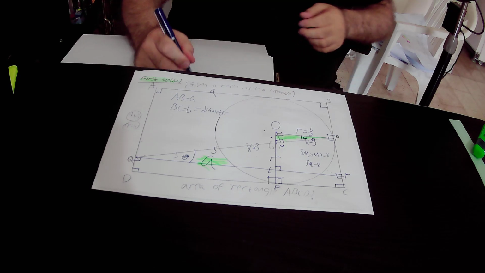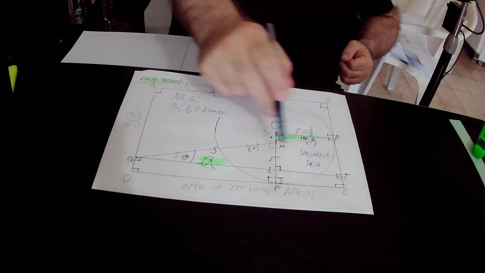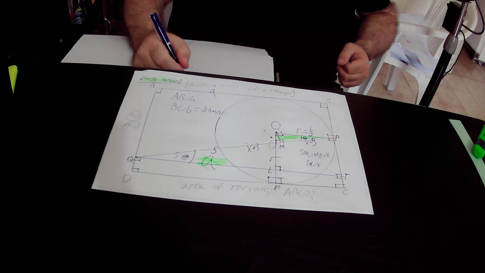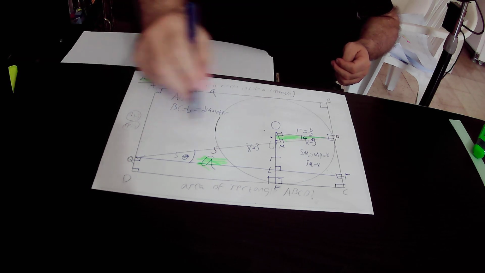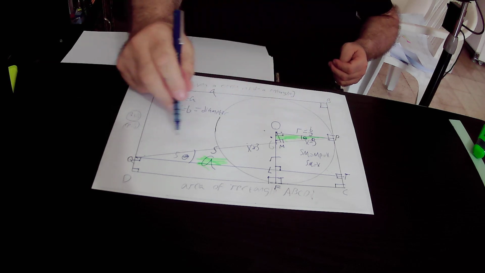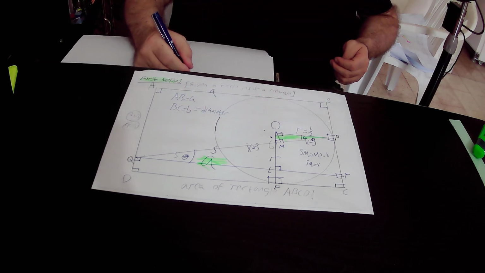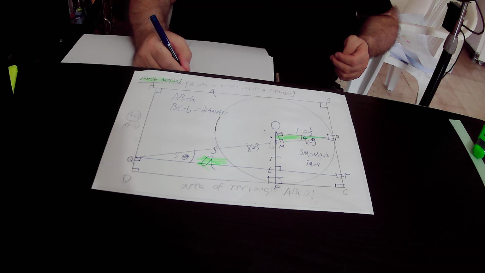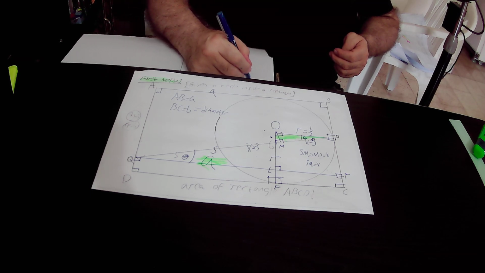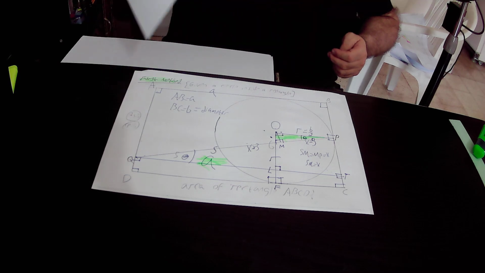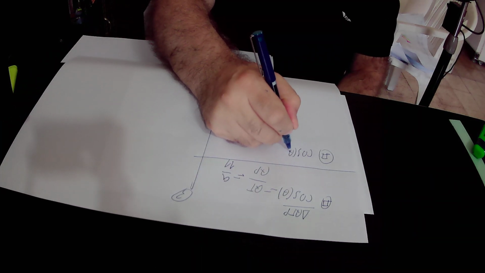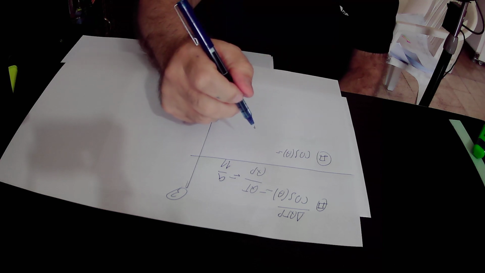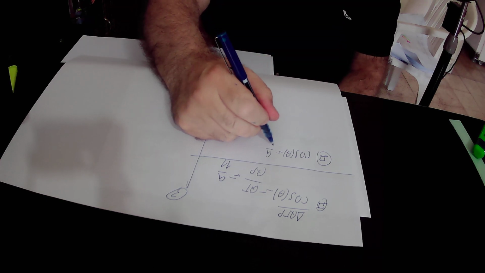What is the value of QT? The value of QT is A, so we substitute QT by A over QP. What is the value of QP? QP equals 5 plus 6, that is 11. So we substitute QP by 11. So in conclusion, we found out that according to equation number 2, cosine theta equals A over 11.